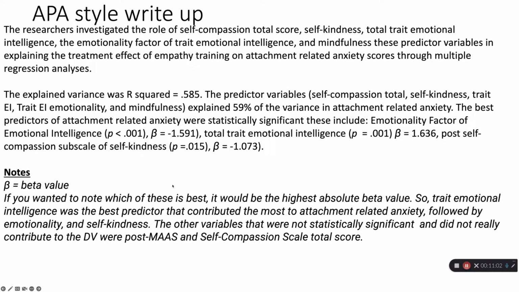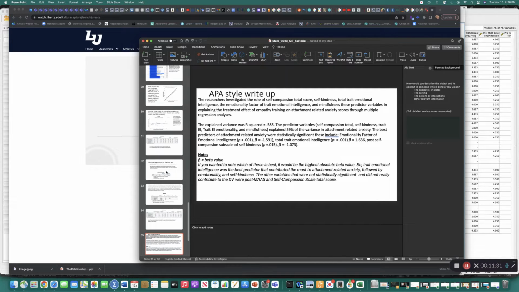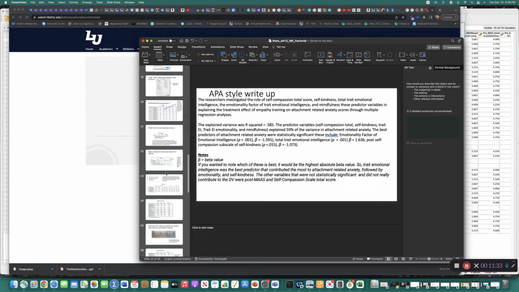And if you wanted to know which of those predictors was the best predictor, it would be the highest absolute beta value. So trait emotional intelligence was the best predictor that contributed the most to attachment-related anxiety, followed by emotionality and then self-kindness. The other variables that were not statistically significant and did not really contribute to the dependent variable were post-mindfulness and self-compassion scale total scores. So this is the APA style write-up for the multiple regression analysis.